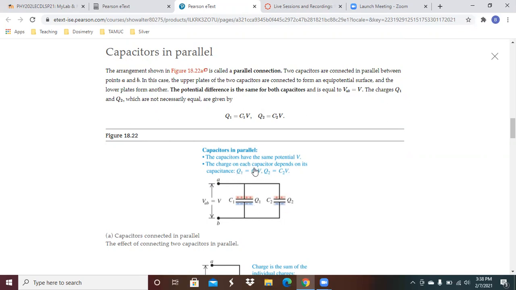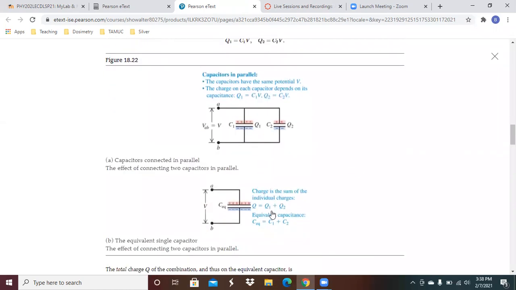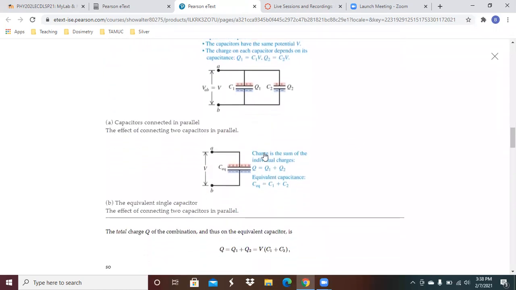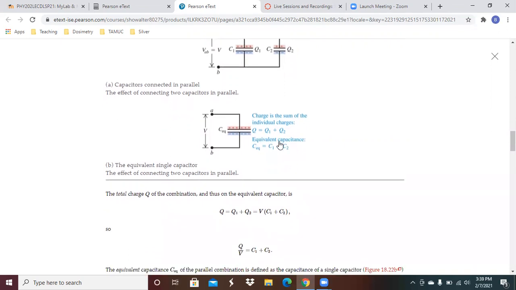So Q1 is going to be equal to the capacitance of 1 times the voltage. Now the voltage is going to be the same. The charge here for 2 is going to be equal to the capacitance of 2 multiplied by the voltage. Again, the voltage is going to be the same. So if we were to build an equivalent capacitor to model that situation, the charge is going to be just the sum of each of those. The equivalent capacitance is going to be the sum of each of those.